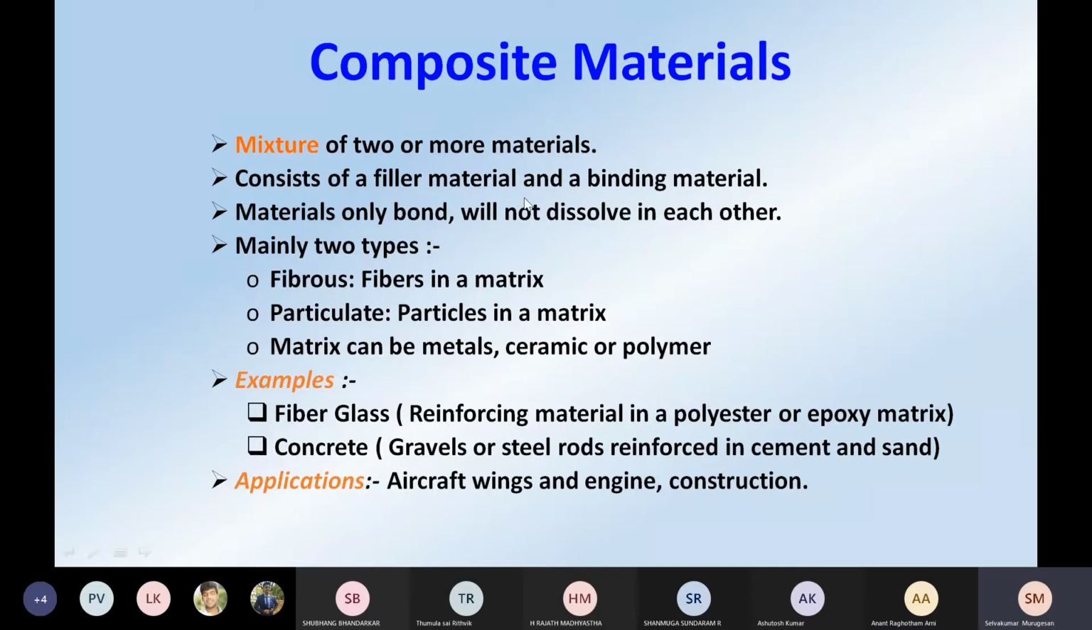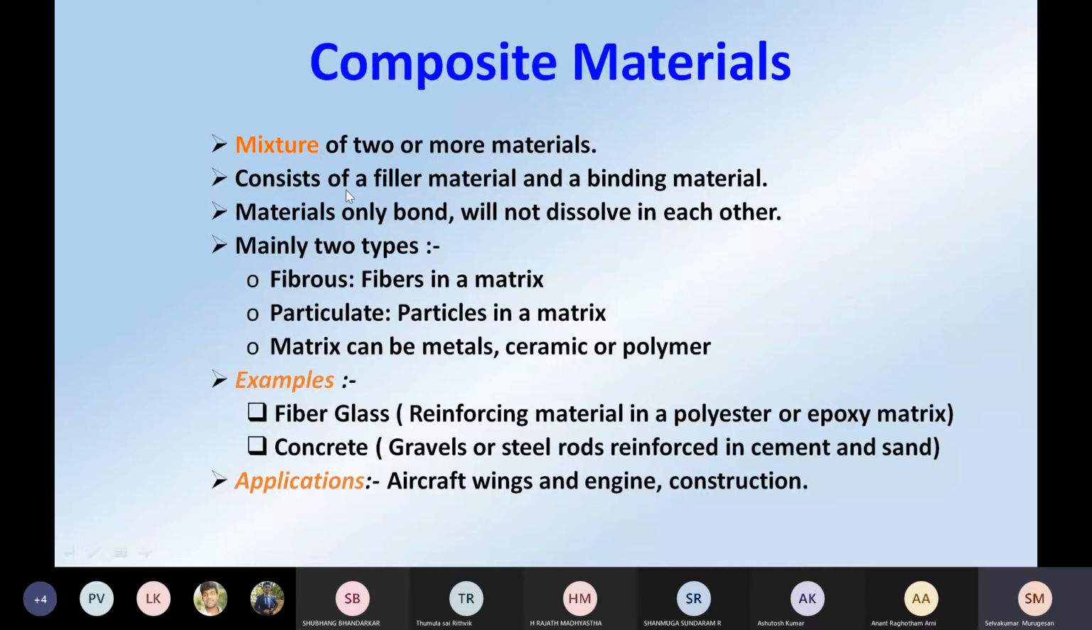The composite consists of a filler material and the binding material. Binding material means the matrix. The materials only bond and will not dissolve in each other, meaning they will not mix with each other. Filler will be used in a very minor quantity, and the binding material, the matrix, will be used in large quantity. For example, if you use matrix 100%, the filler could be a maximum of 10% or 20%. That combination is usually called a composite material.